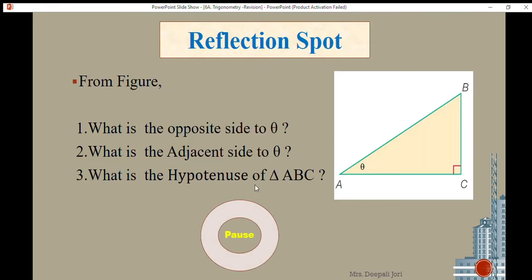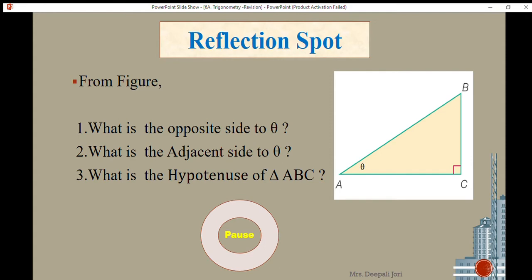Now after this, let me ask you one question. You think about it and try to give the answers or try to write the answers on your paper. So this is called a reflection spot. You just have to tell me, observe that figure and tell me what is the opposite side to theta. Second question is what is the adjacent side to theta and what is the hypotenuse of this triangle ABC. Very simple questions I have asked you. You try to write their answers. I'll tell you definitely the answers, but after a few seconds.